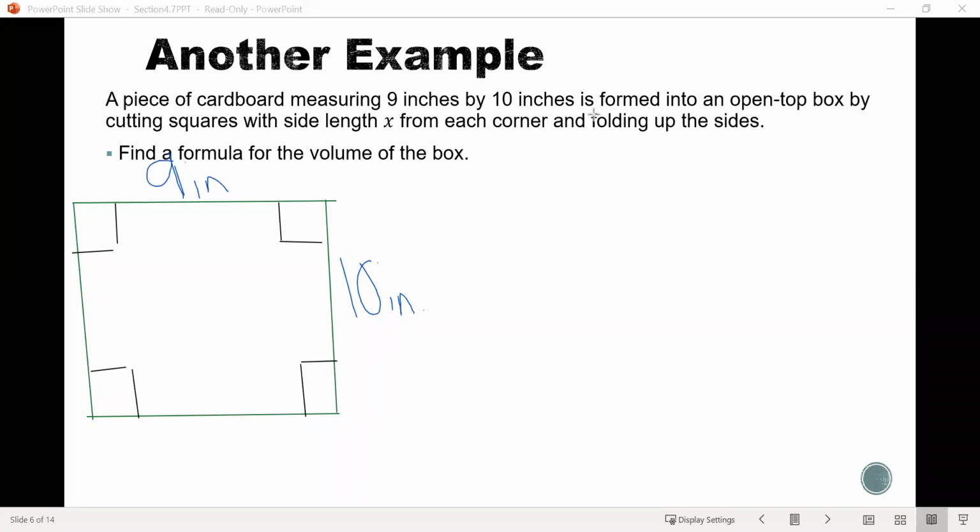Okay, and we're going to label those corners all having dimensions x by x. And what we want to do then is figure out a formula for the volume of this box. And again, you may have to do some three-dimensional visualization here of what this is going to look like. And in fact, I'm going to try my best to draw what this would look like after we fold it up. So let me see if I can do that.